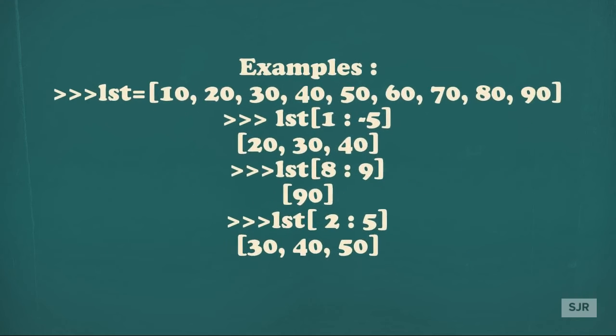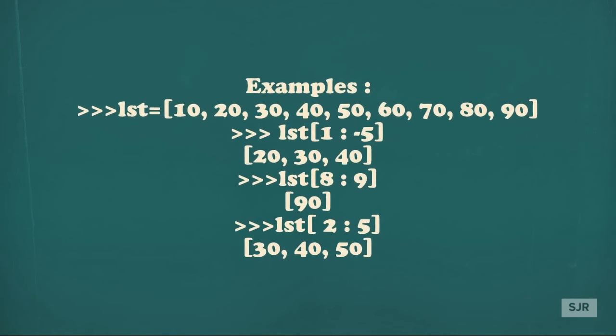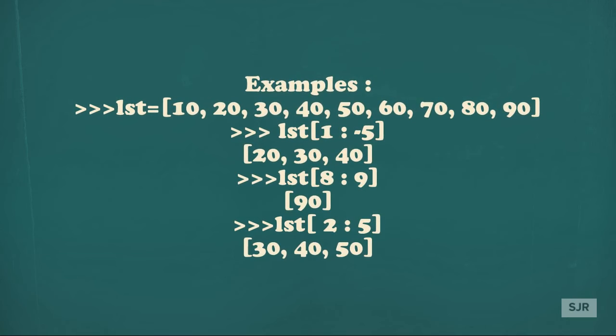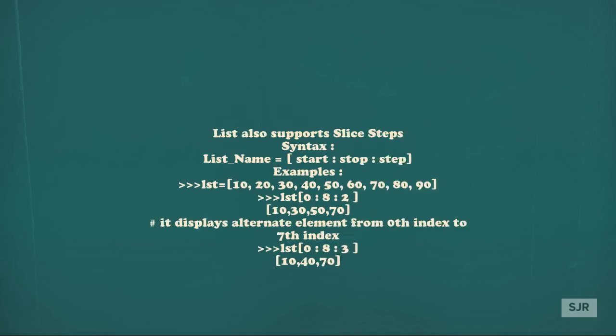See the example. Here is the example of slicing the list. We have one list named LST and having 9 elements. If we write LST in square brackets 1 colon minus 5, it means it will extract the elements from first index to minus 5. That means minus 4. Minus 5 is not included here in output. So it will give the output of 20, 30, 40.